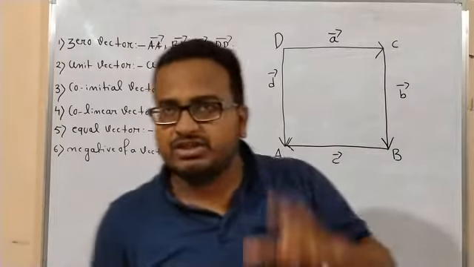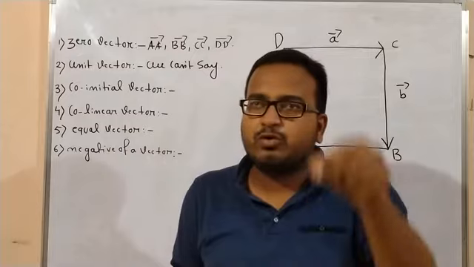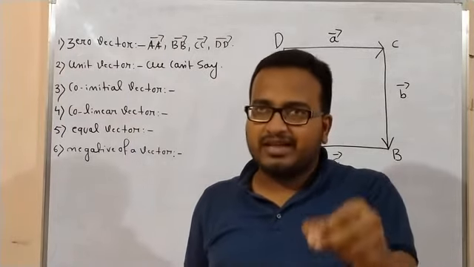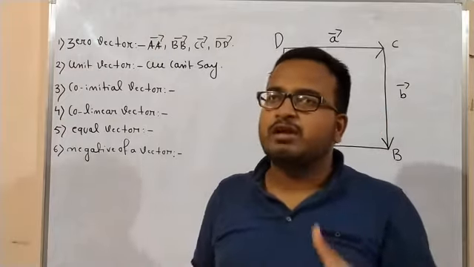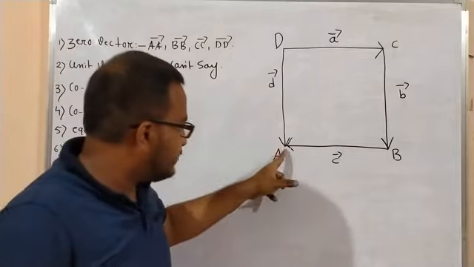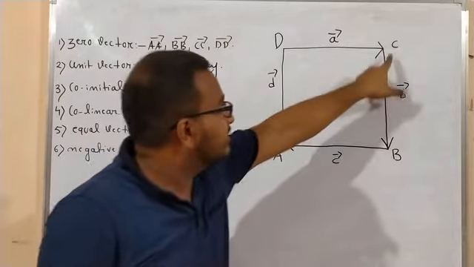So what will be the definition of co-initial vector? Co-initial vector means two vectors having the same initial point. Two vectors having the same initial point are known as co-initial vectors. So let us see. You can take this point as an initial point, right?